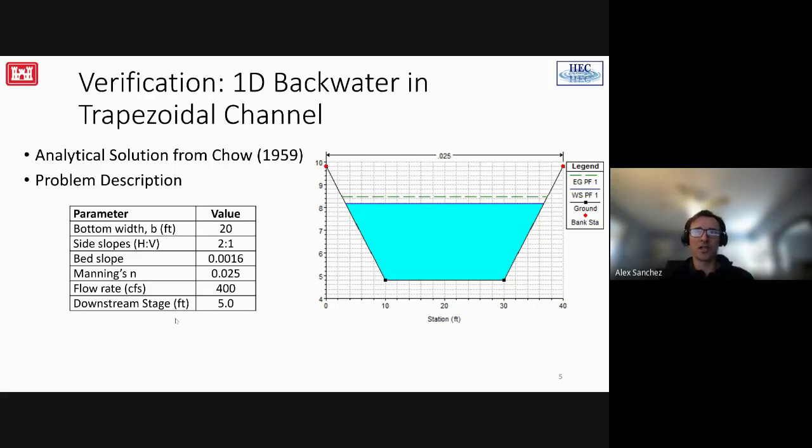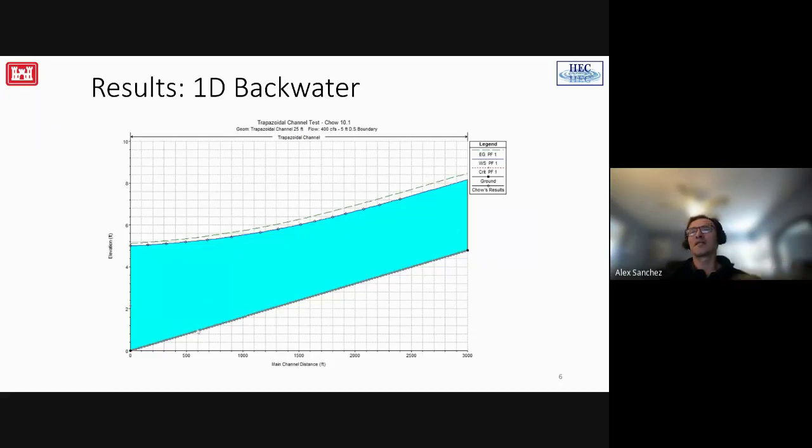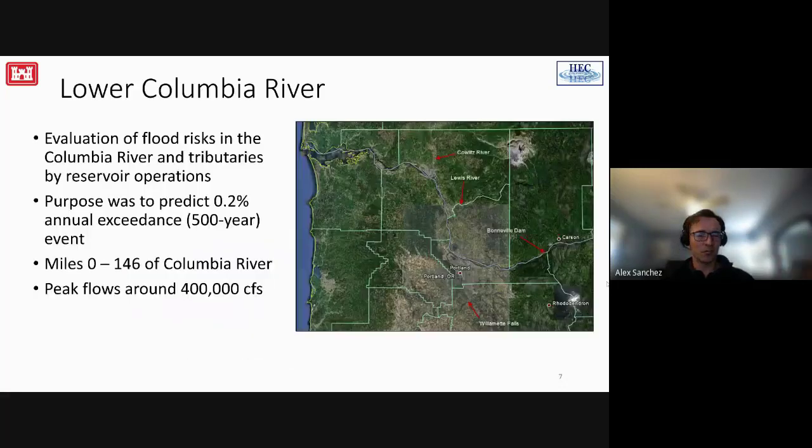I'll start off with 1D. This is a verification data set for 1D steady flow. It's an analytical solution that's in Chow's book. It's a simple trapezoidal cross-section, and there's an analytical solution for backwater. And this is the results for that data set. The water surface profile matches pretty well with the analytical solution from Chow's book. That was a simple data set.